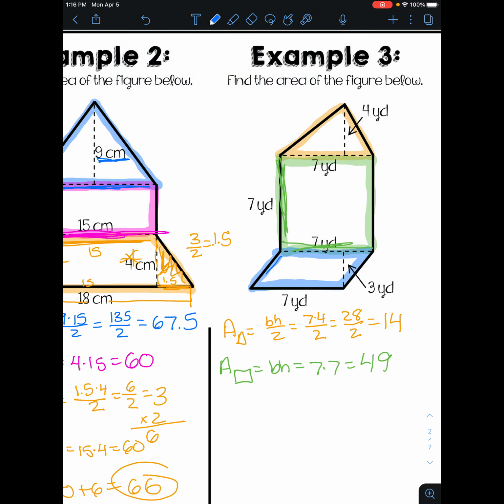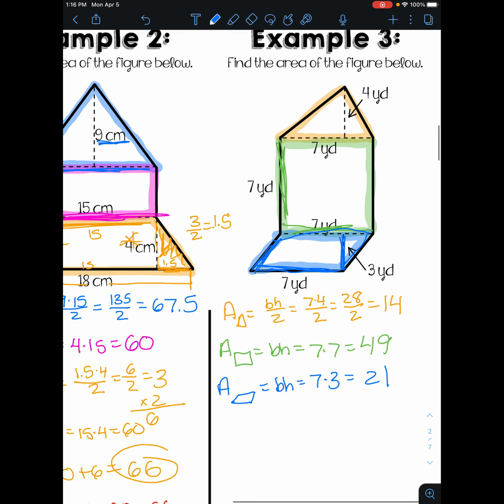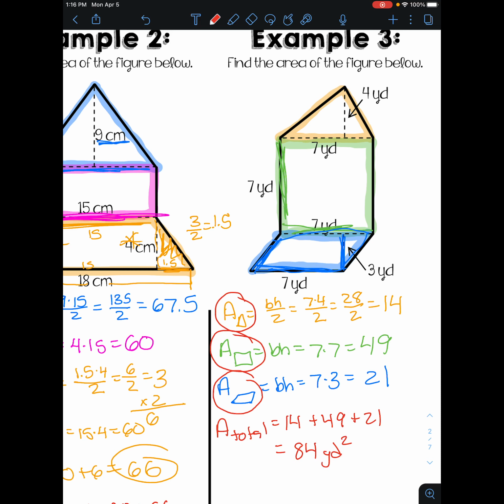Then we've got our parallelogram on the bottom. Don't overthink these. I noticed you guys were overthinking these in the classwork. Area of the parallelogram is just base, which is 7, times your height, which is 3. So base times height, 7 times 3 is 21. Now that we found all of our areas, we can now find the total area by adding our triangle, our rectangle, and our parallelogram, well, our square. So we have 14 plus 49 plus 21, which gives us a total area of 84 yards squared.